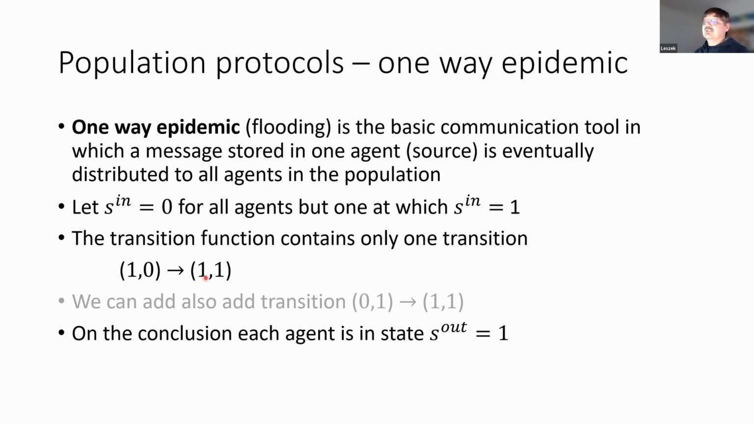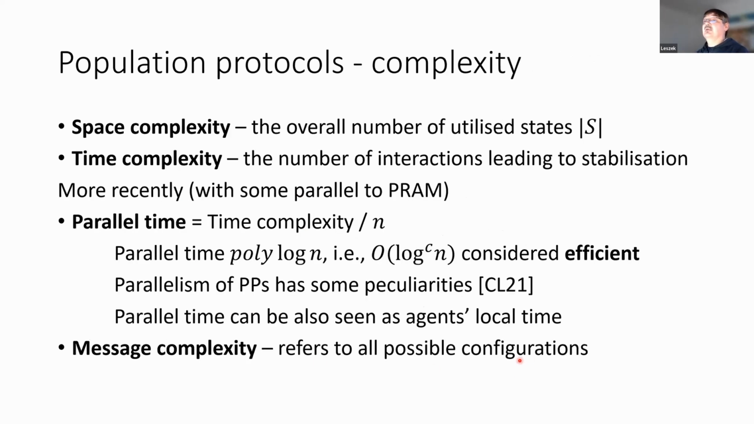There's only one transition function, one rule. Like if 1 meets 0, right? So basically, the message that contains 1 is spread to the other agent, which is not informed yet, right? So basically, the initial configuration is just one agent in state 1, all others are in state 0. The final configuration is that all of them are in state 1. Okay, so that was the very simple example.